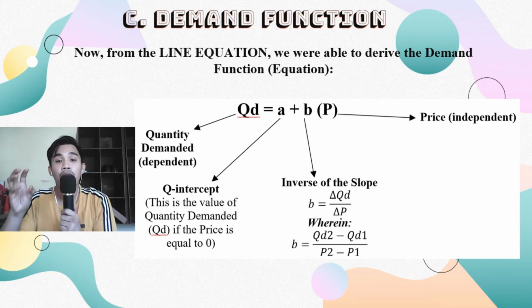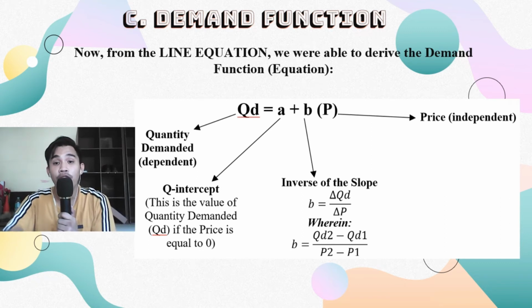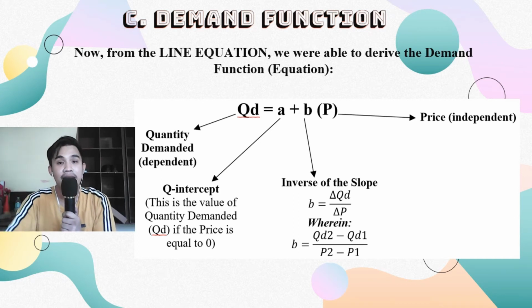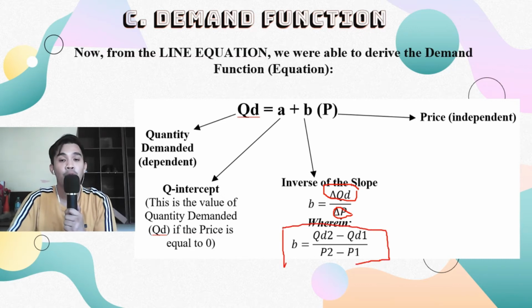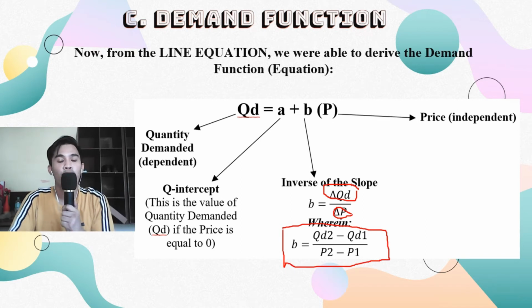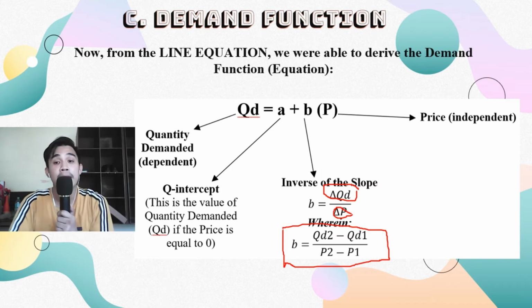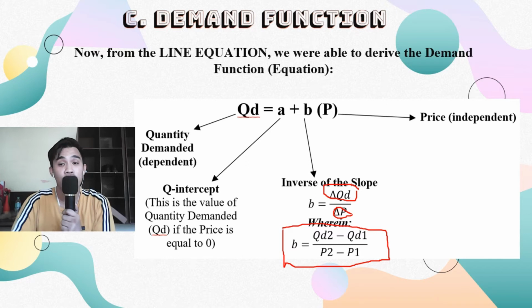Then our B would be the inverse of the slope, wherein you know that the formula of the slope is y2 minus y1 all over x2 minus x1. But in this case, we are going to replace them with the change of QD all over the change of P, that is, the change of quantity demanded all over the change of the price. We're going to use this formula: B = (QD2 - QD1) / (P2 - P1). Later on, I will explain how we're going to use this formula in our problem.